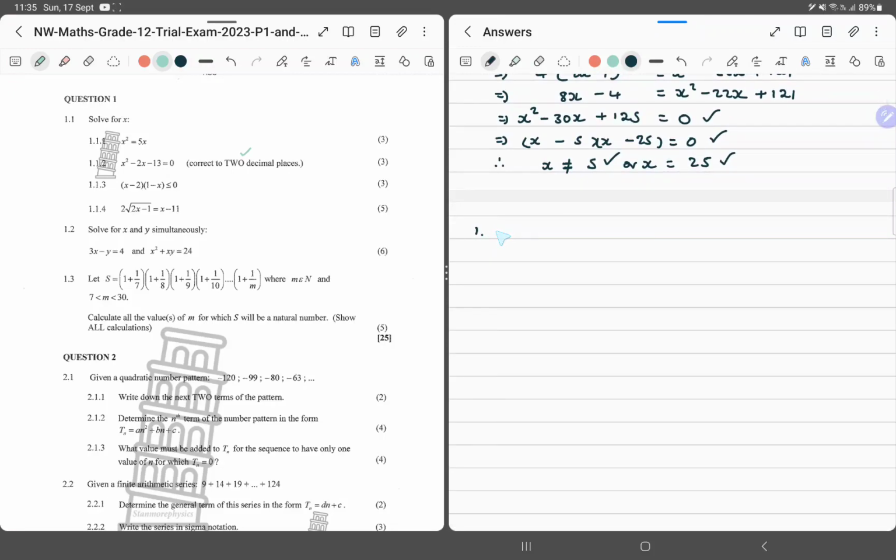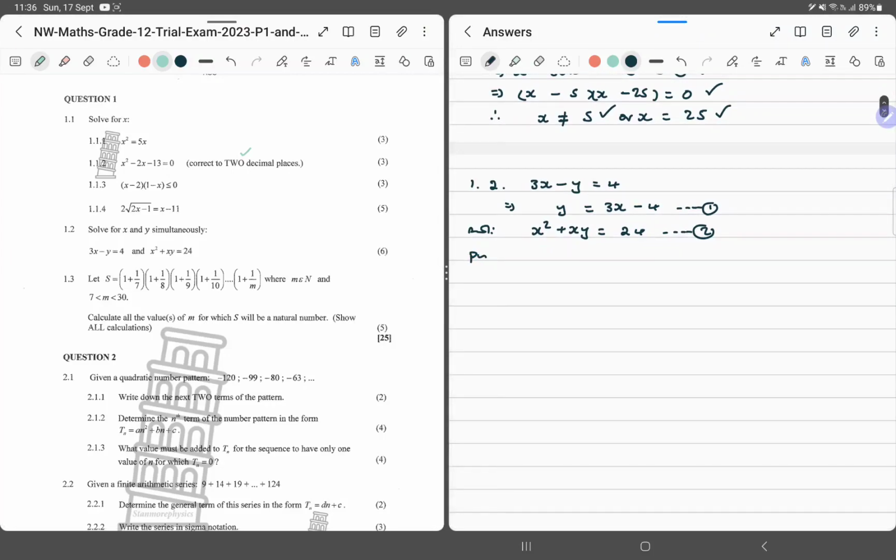1.2. 1.2 we're solving simultaneously. We're given 3x minus y is equal to 4. This implies that y is going to be equal to 3x minus 4. We can make that equation 1. And we are given a second equation, which is x squared plus xy is equal to 24. That is equation 2.